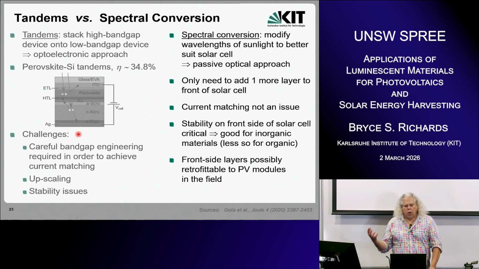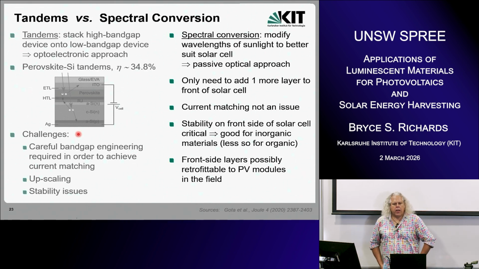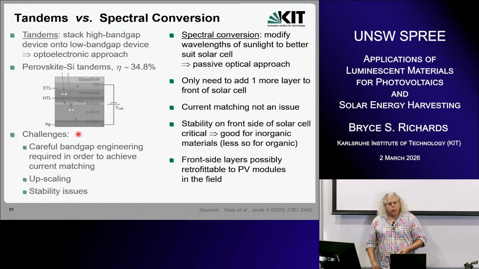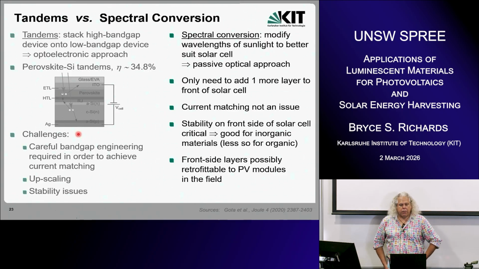So here, this is not an optoelectronic approach. It's purely passive and optical, where you've got one layer of a material trying to modify the wavelengths of sunlight to better suit the properties of the solar cell that you already have. So you need to add one more layer to the front of the solar cell in the case of down conversion, and up conversion, it's one layer to the rear. Current matching is not an issue because you essentially still have a single junction photovoltaic device.